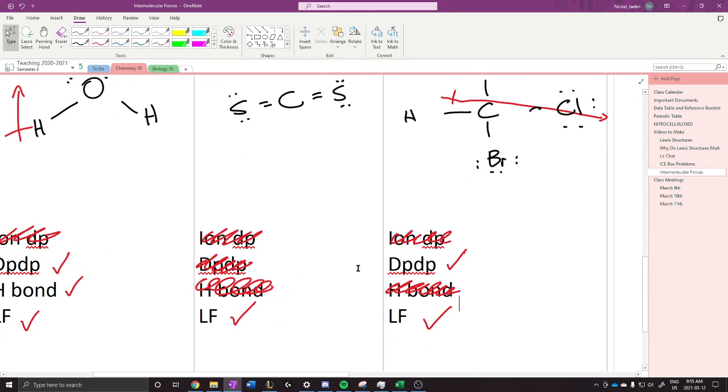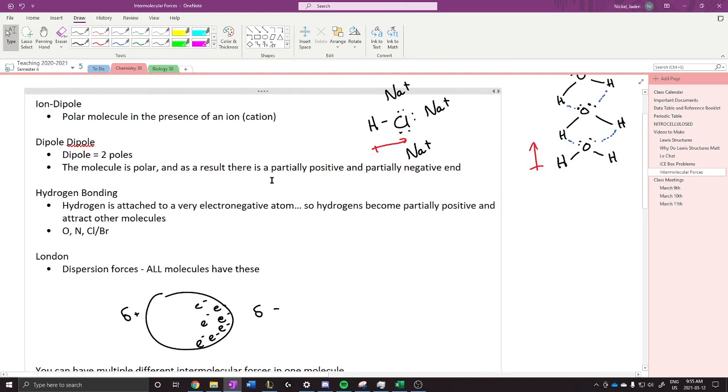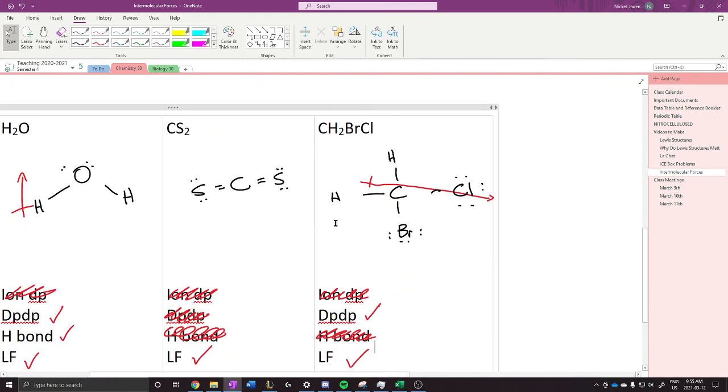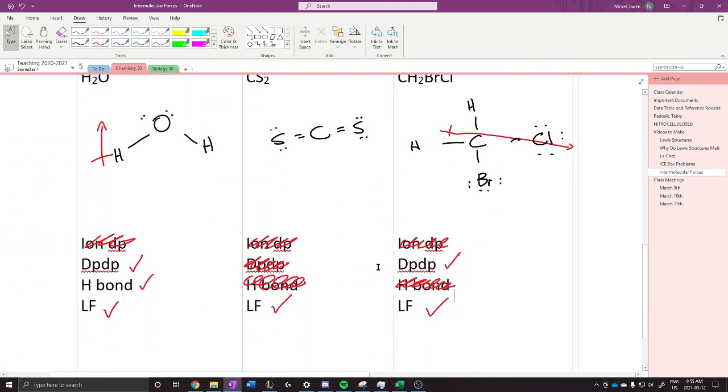So there's 3 different examples, as well as talking about what each of those forces are and how they work, and then also listing how they look in a couple different molecules.